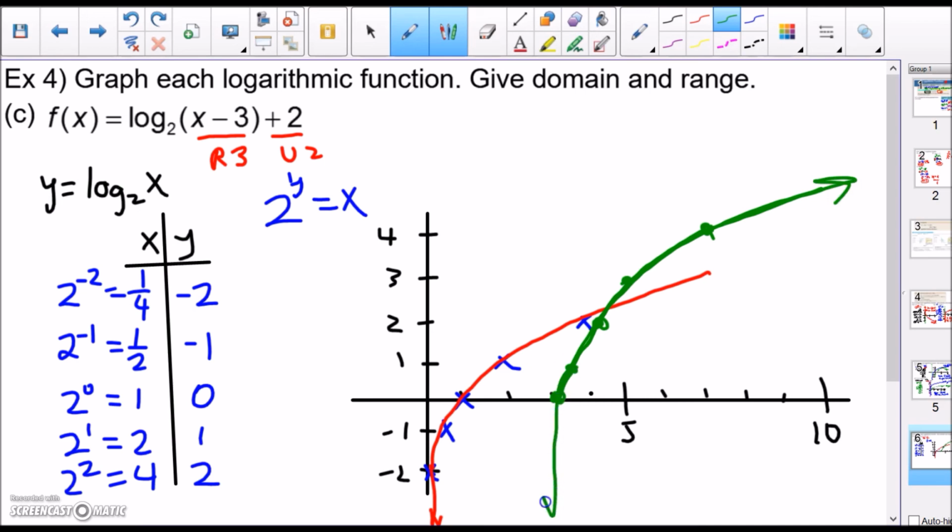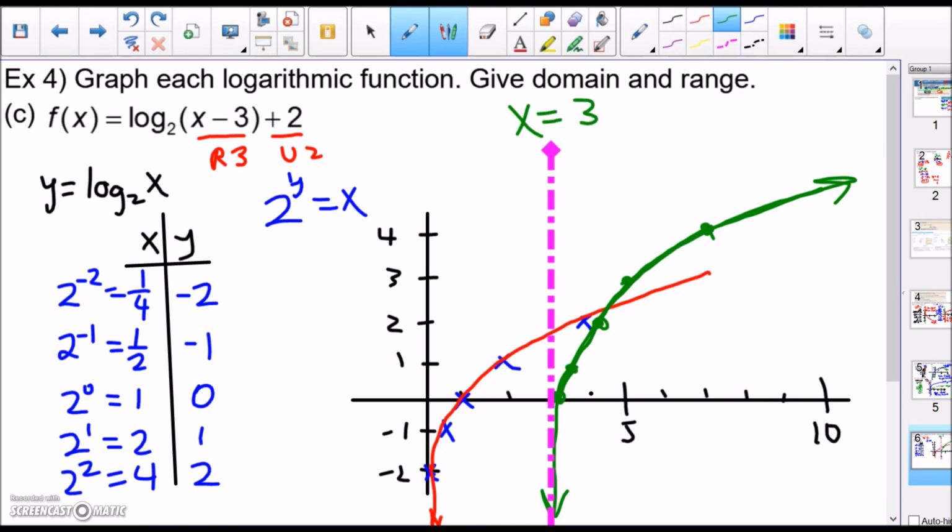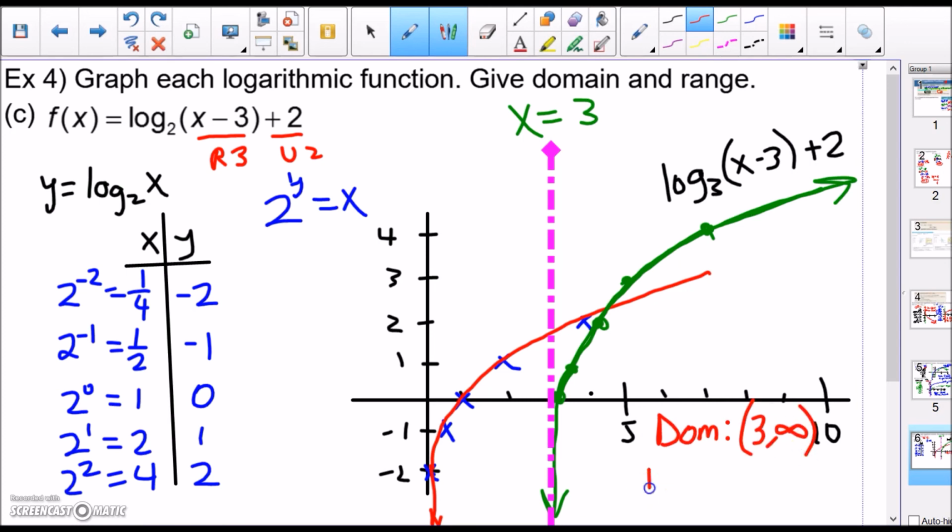It doesn't stop there though. It continues on because, and maybe I should have drawn this first, but you should understand and remember there's going to be a vertical asymptote, but that asymptote has been shifted to the right by 3. The vertical asymptote is at x equals 3 this time. Okay, so the answer is my green graph. That's what I was trying to graph, log base 2 of x minus 3 plus 2. Don't forget the domain and the range. The domain is going to start at 3 and go to infinity. The range is going to be all real numbers.